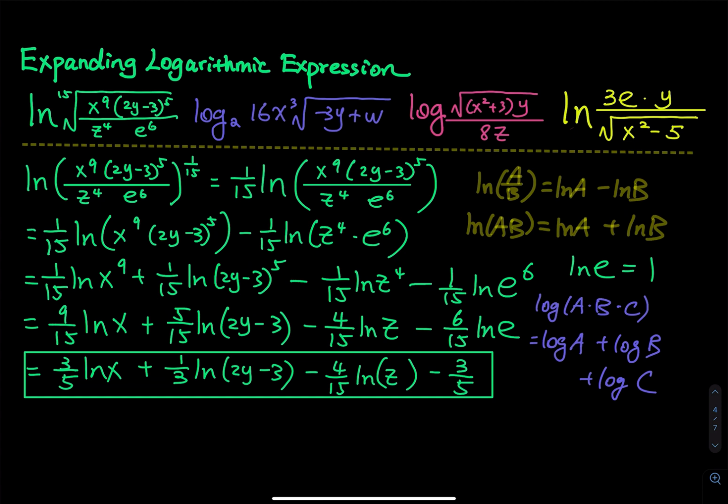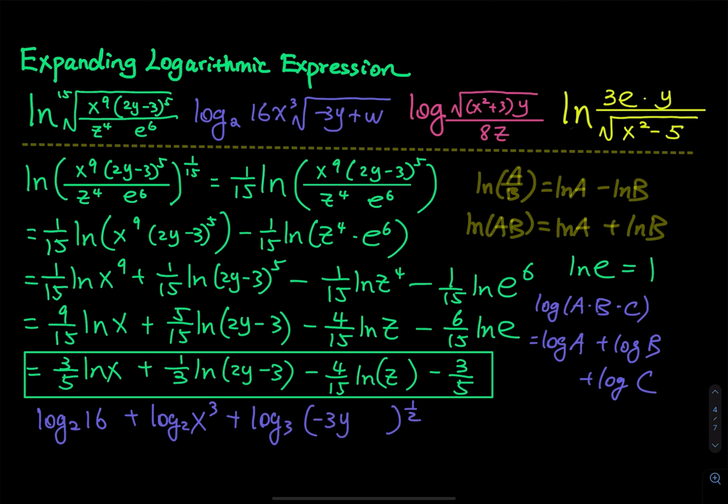You have three terms multiplied together, and then after that, you can bring the power down. So this one is equal to log base 2 of 16, plus log base 2 of x to the third. We will carry the power down in the next step. And then log base 3, the square root is the same thing as a 1/2 power. So you have negative 3y plus w.